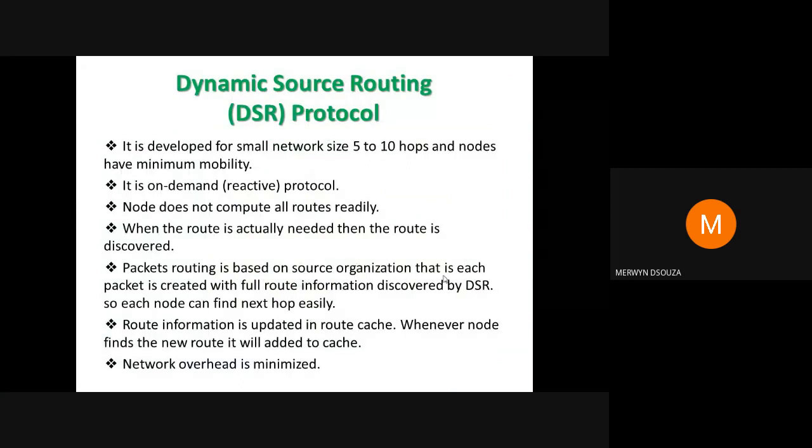Dynamic source routing, like I told you, is an on-demand, reactive protocol. The routes are created as per the need. It has been developed for small networks wherein the packets have to travel between 5 to 10 hops, and the nodes have minimum mobility. That is, the network is more or less stable or static. It's not very dynamic.